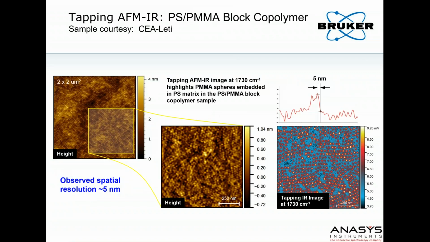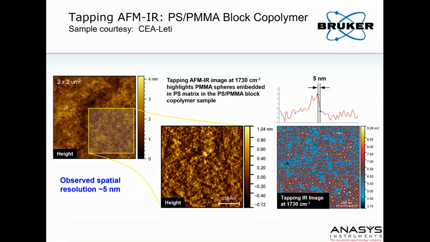The second example is even smaller domains. This is a block copolymer of polystyrene and polymethyl methacrylate. So the domains are extremely small. The AFM image here is 2 microns by 2 microns, and then where we zoomed in and did the tapping AFM-IR measurements is 1 micron by 1 micron. You can see the 250 nanometer scale bar.